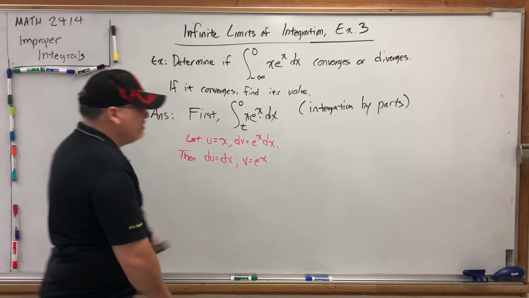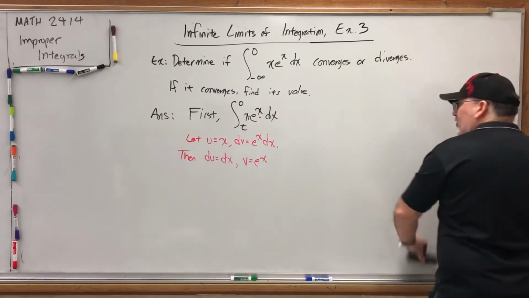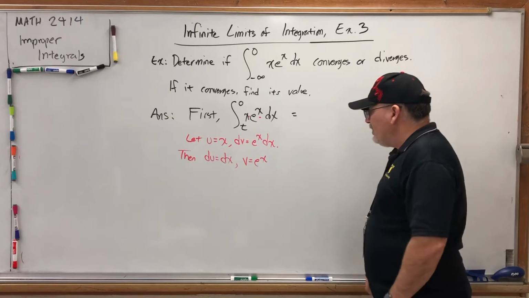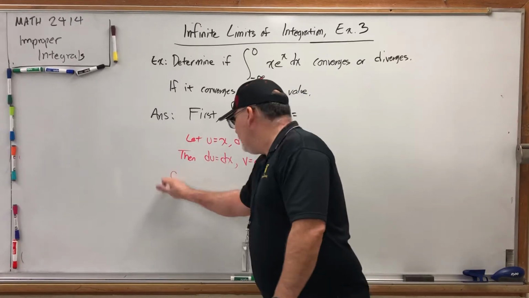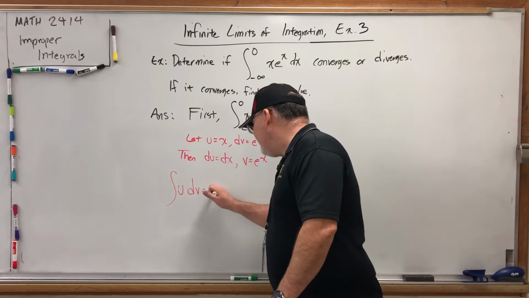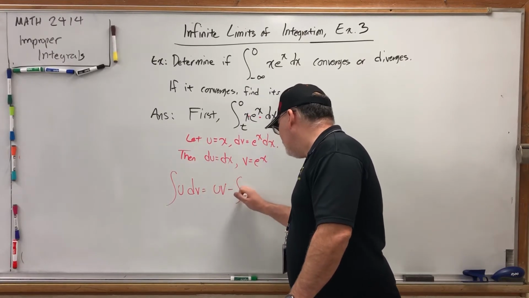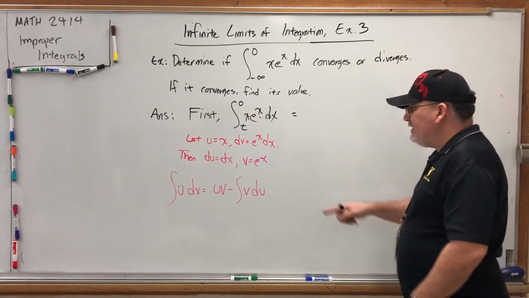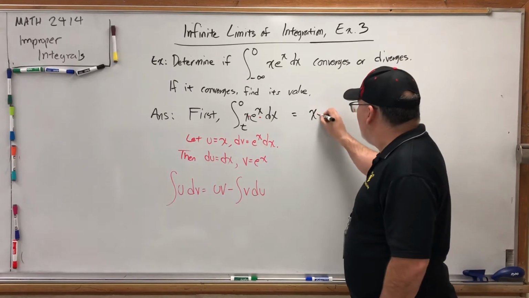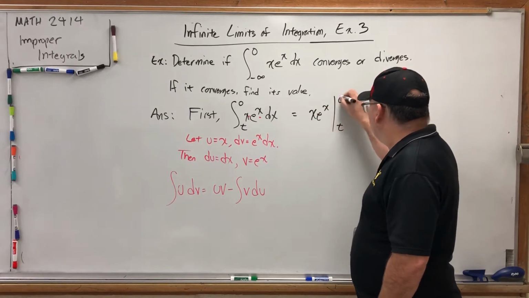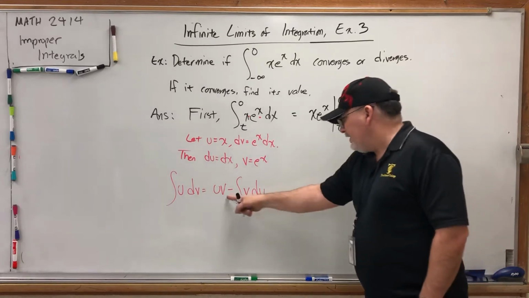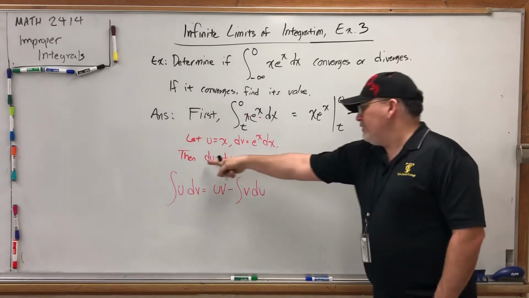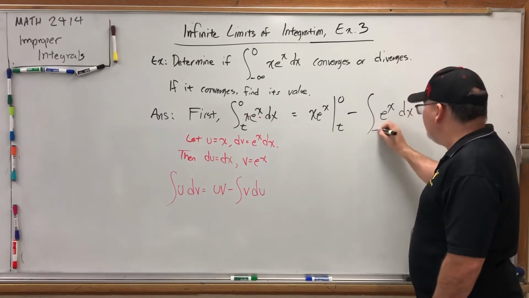And then we use the setup for integration by parts. Remember, integration by parts doesn't do an integral, it just changes it to a different integral. The setup for integration by parts, just as a reminder, the integral of u dv is equal to uv minus the integral of v du. And we have all those pieces. U times v is x times e to the x, and that's getting evaluated from t to 0, minus the integral of v du. The integral of v, e to the x, du, which is dx. This is from t to 0.